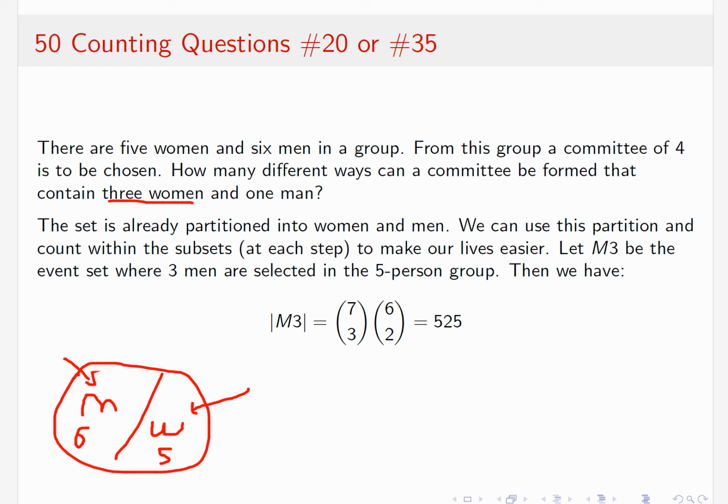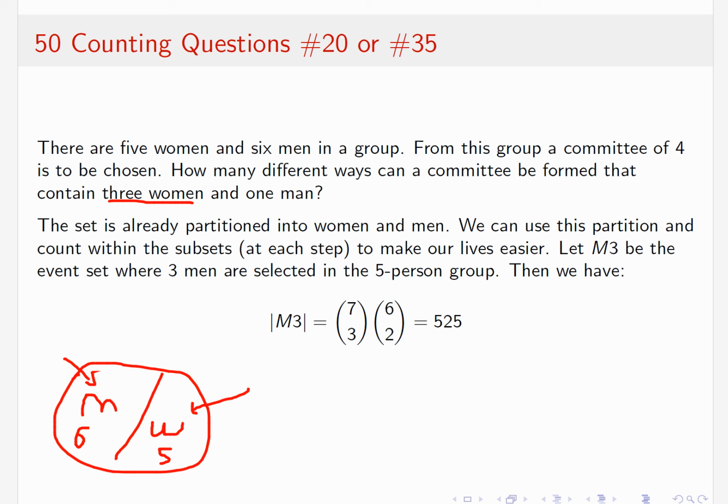And I'm a bit confused. I just paused for a second because I seem to be using different numbers of men and women, 7 and 6 instead of 6 and 5, right? So I believe this is incorrect. The one that we had was 6 choose 3. Excuse me.